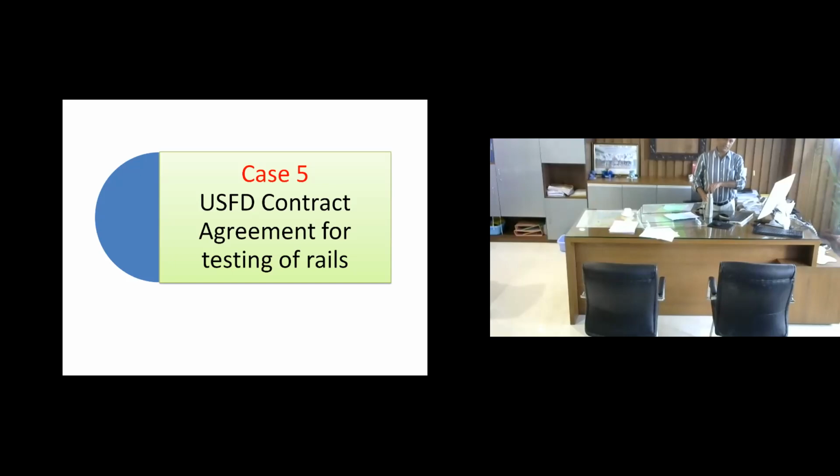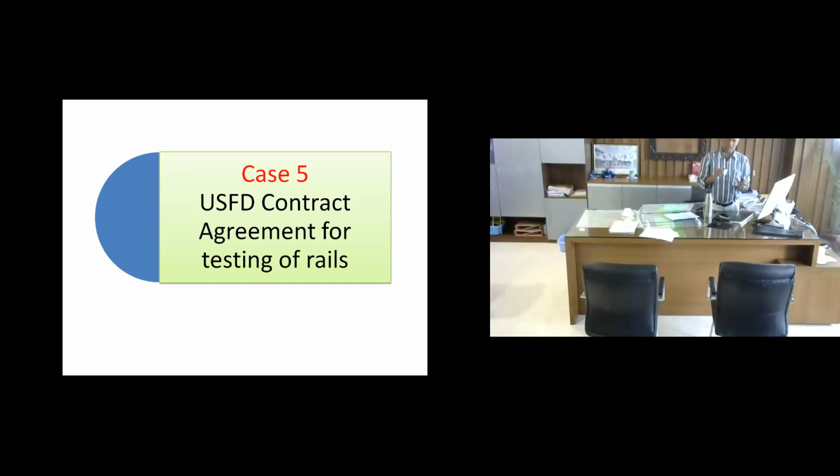So there is a mandated provision that rails are to be tested at a certain frequency. Like, say, if traffic is 80 GMT, I have to test the rail every month. If it is 60 GMT, I have to test the rail every 2 months. Something like that. These are just numbers for the sake of explanation.